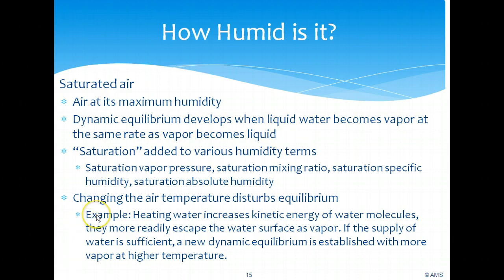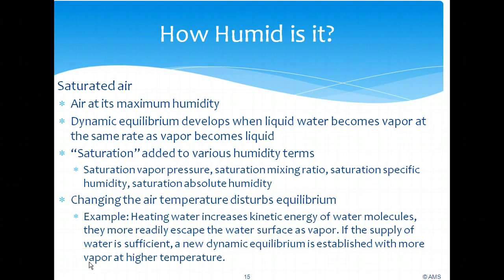So at equilibrium, we can say that above a plane surface of liquid water or ice, the air is saturated with water vapor. The vapor pressure at equilibrium is called the saturated vapor pressure, and the mixing ratio would be the saturation mixing ratio, specific humidity the saturation specific humidity, and the absolute humidity would be called the saturation absolute humidity. So these terms get somewhat confusing, but basically saturation is the key.